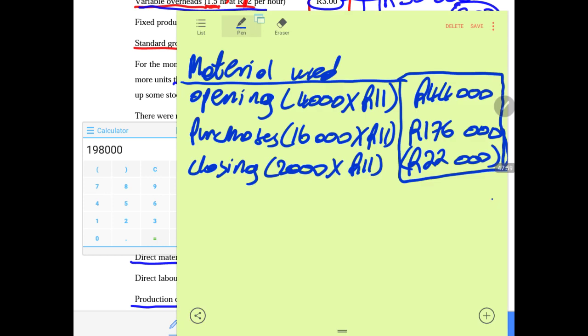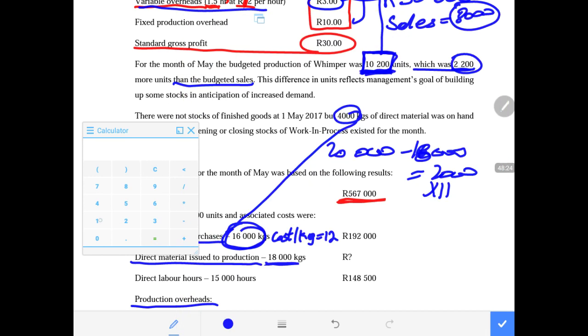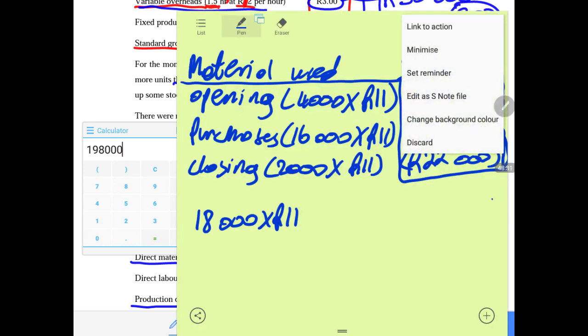So I do not want to take the long way of calculating material that was used, unless the opening is valued at a different price and purchases at a different price, then it becomes important to calculate it in this manner. Where is this 198,000 coming from? We just said in our calculations 18,000 times 11 gives us 198,000, which was the material that was issued into production.